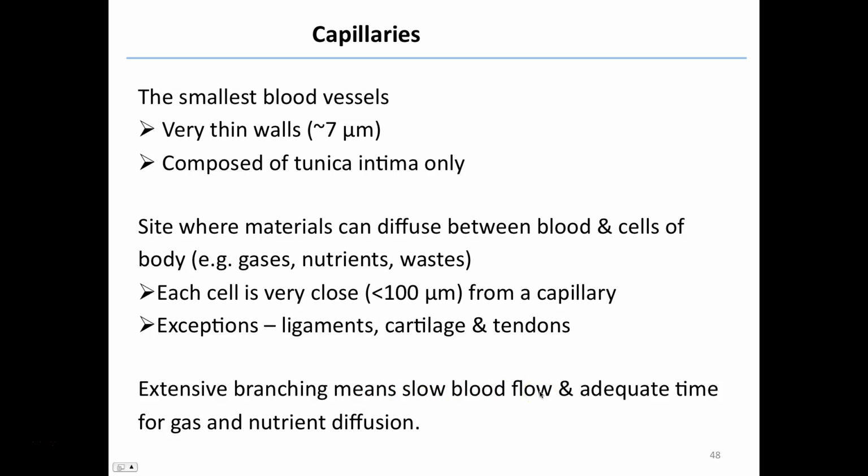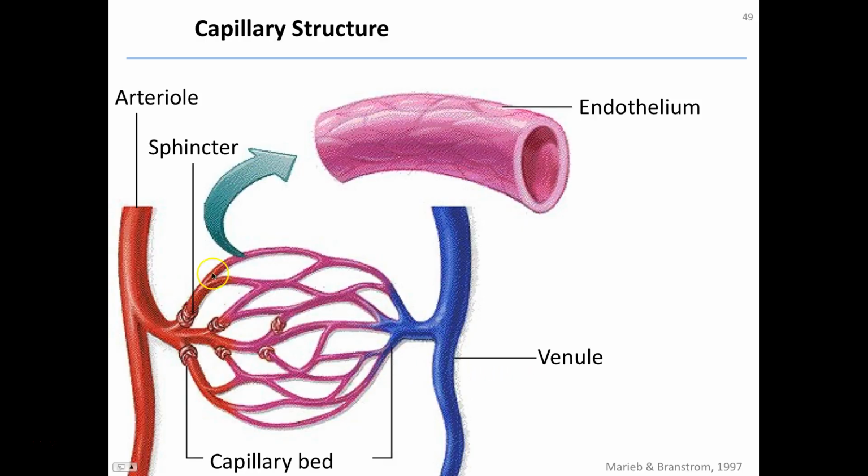It slows the blood down and allows for adequate time for the gas and nutrient diffusion to occur between the body cells and the blood. So it's very important in that respect. Here we can see the capillaries. We're looking at the capillary structure.